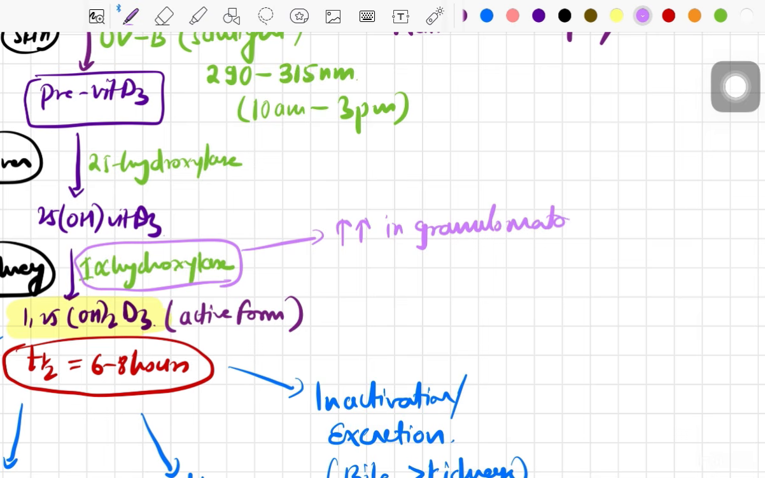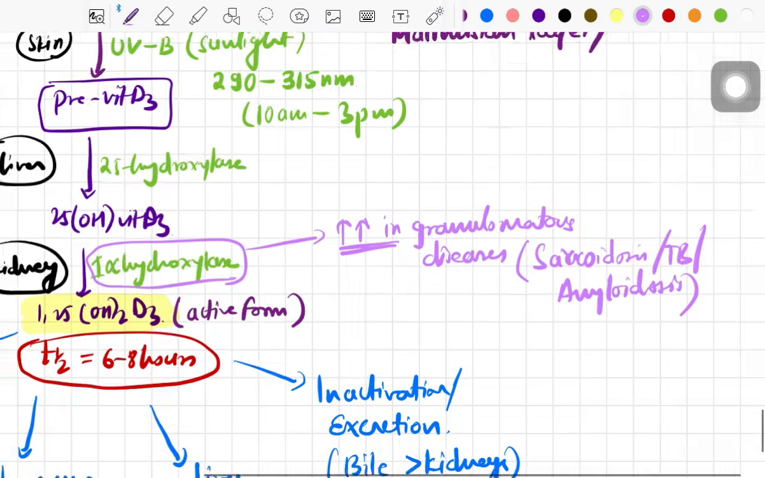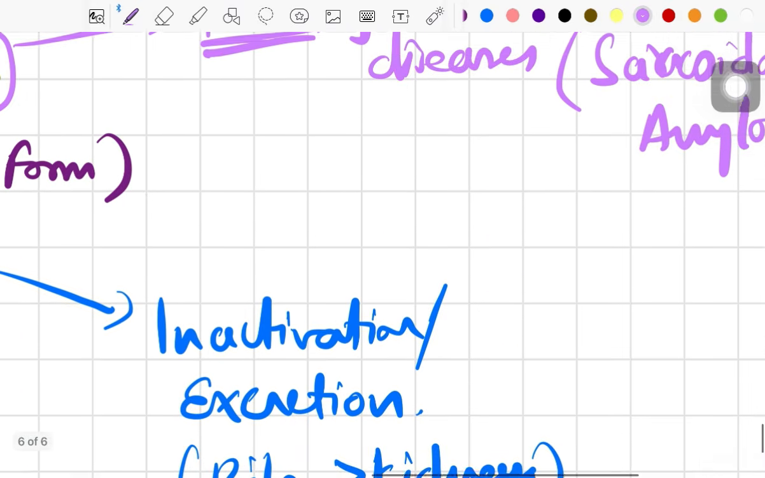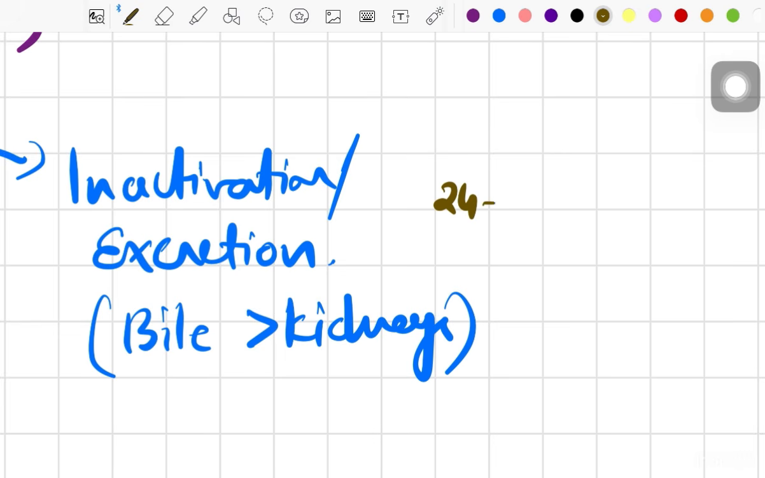diseases. And what are the granulomatous diseases that you know? We can say the most important is sarcoidosis, tuberculosis, or amyloidosis. So these diseases cause stimulation or overactivation of the 1-alpha hydroxylase enzyme, which is responsible for increased vitamin D3 and hence hypercalcemia. Alright, and the inactivation of vitamin D3 is brought about by the enzyme 24-hydroxylase.